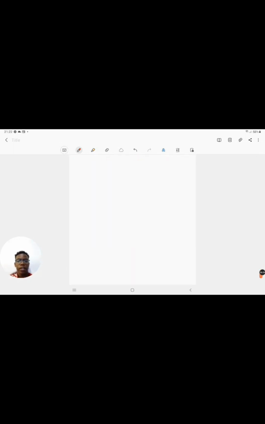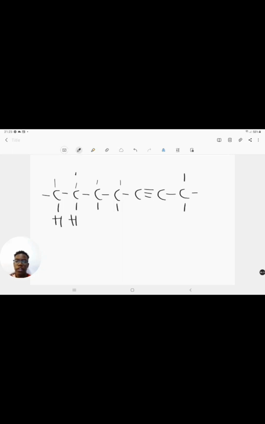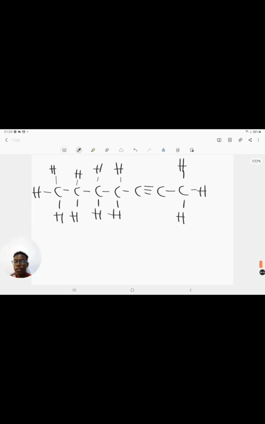Okay, let's do another example. If you've got a compound that looks like this, here's a compound here. It's just a longer chain. Remember, all the C's must be surrounded by 4 lines. All the C's, right? And then this is H, this is H, this is H, this is H, this is H, this is H. All of them are H's. You've got something like that. Then, first thing, how do you name this compound? Well, it doesn't matter if the chain is long. Chain looks long, doesn't matter.